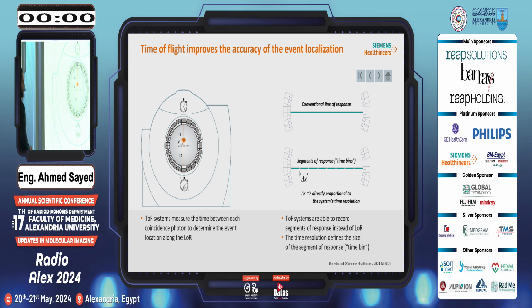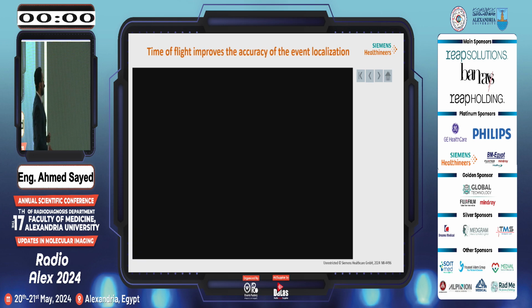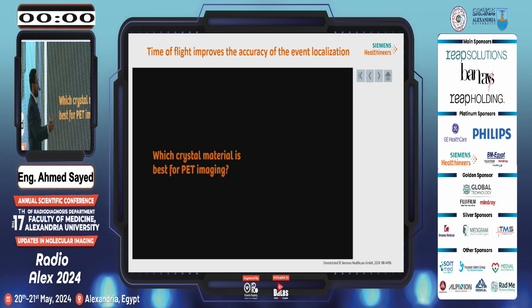This is the time of flight option. Time of flight divides the line of response into small segments. This is very impressive and good for lesion detectability and localization of lesions. I will show another animation to describe more the theory behind time of flight.